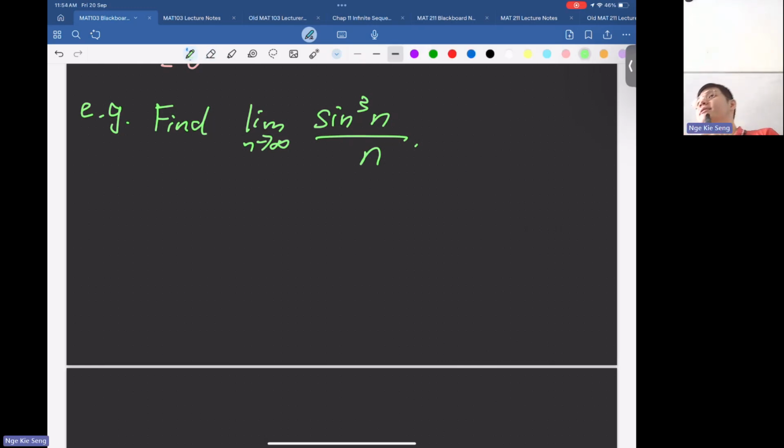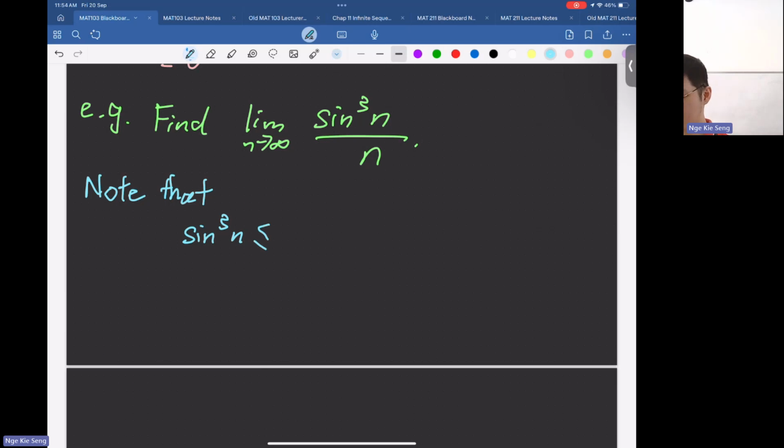Can I give you 1 more minute because we are short of time. Okay. Anyone get the limit? Or can you tell me how you squeeze first? Between 1 and 0.